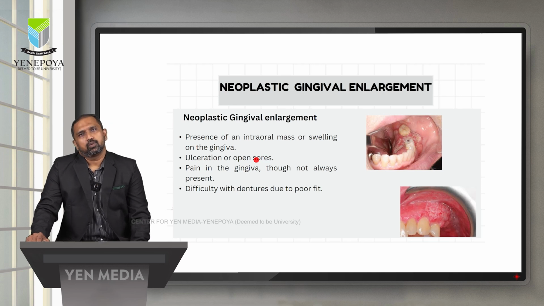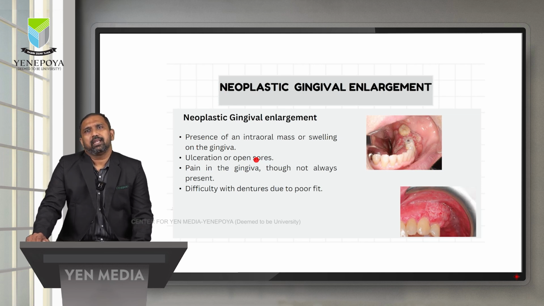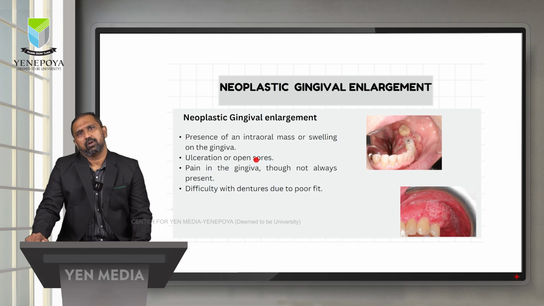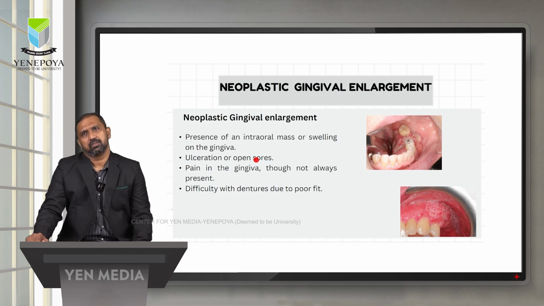Commonly in the gingival tissues, what we see in a neoplastic enlargement of the malignant variety is called a squamous cell carcinoma. It is an intraoral swelling which can appear in any part of the gingival tissues, and usually there won't be any pain in the initial days. But as ulceration of this enlargement takes place, pain typically arises, and difficulty in wearing a denture or maintaining day-to-day oral hygiene practices becomes difficult. That is where patients usually come to the dentist.